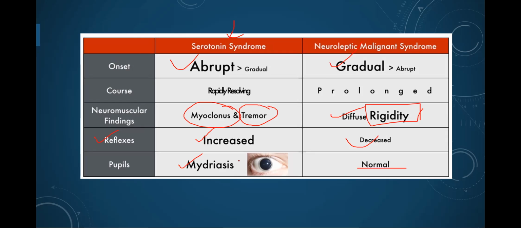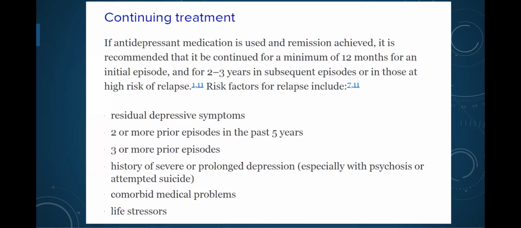Okay, so this is how we differentiate between these two, because in the exam they can give that the patient is on both an antidepressant and an antipsychotic. Now what will you do? You have to rely on these differentiating factors.